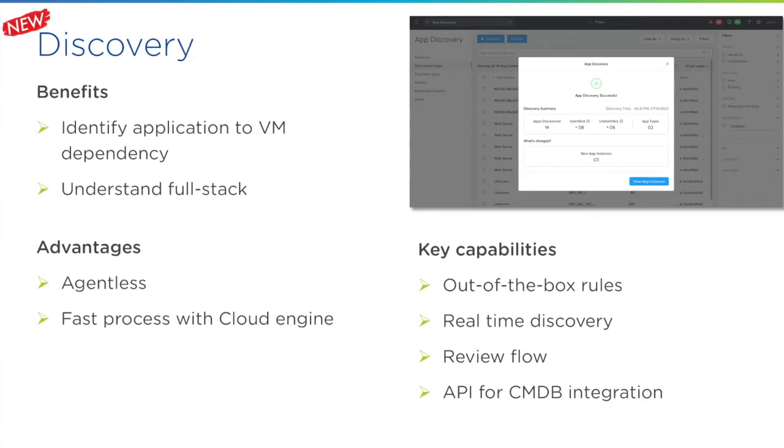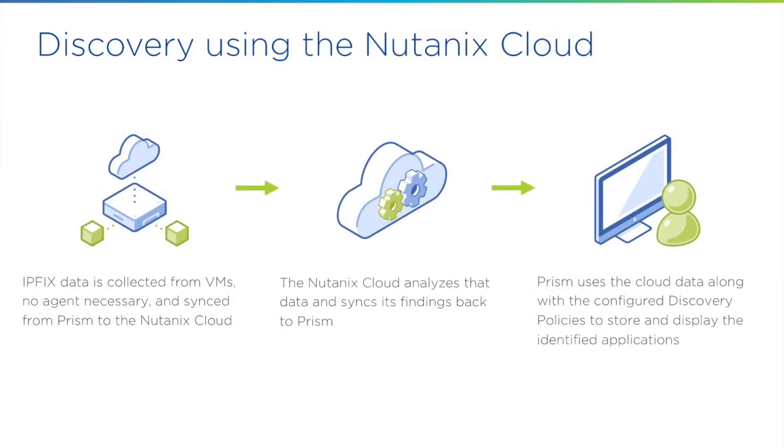First one is discovery. Observability cannot work until we know what we observe. So in this case, we provide a capability for our users to discover the applications running on the VMs automatically, without installing any additional ingest agent. The way we're doing that is we look into the network IPFIX data and send it to an engine we're running in the cloud, so that we can have a powerful analysis, get the results instantly, and send them back to the Prism.